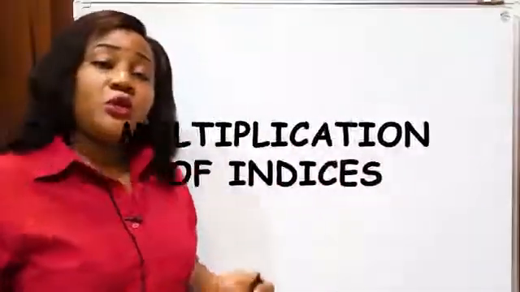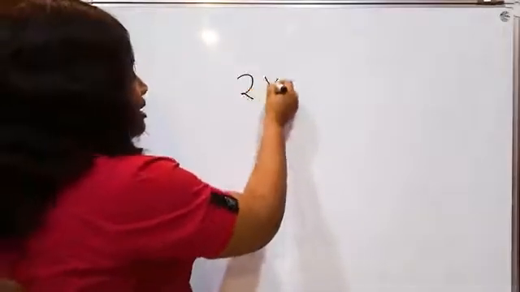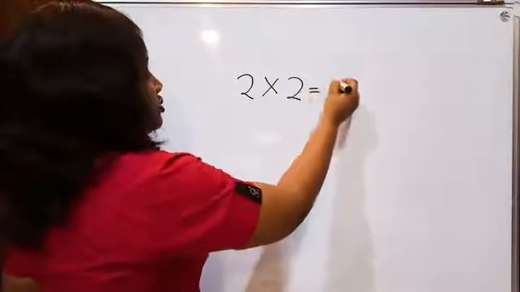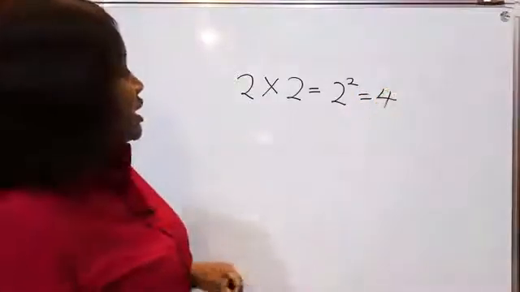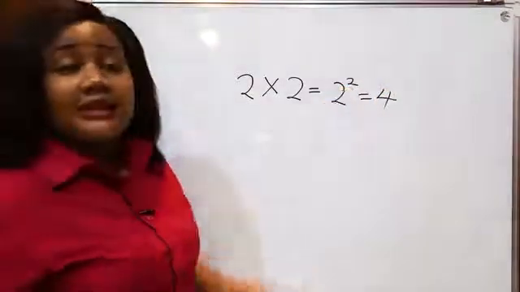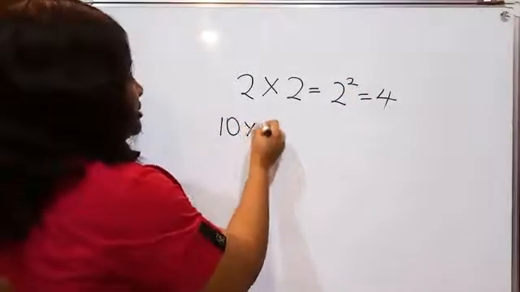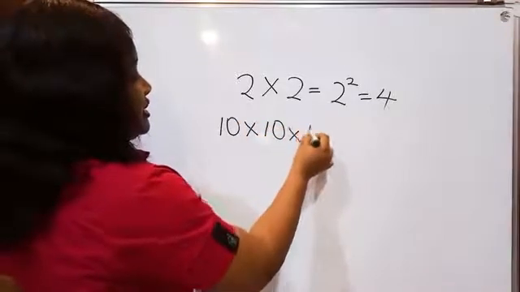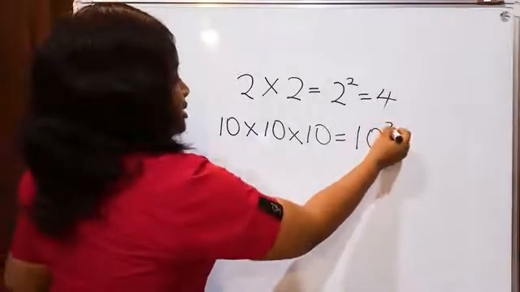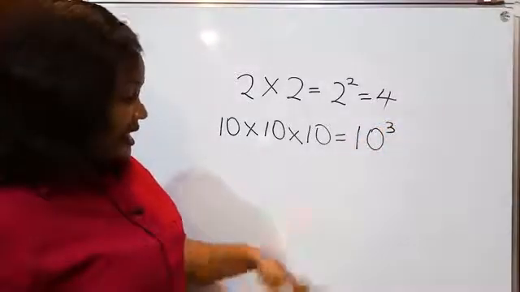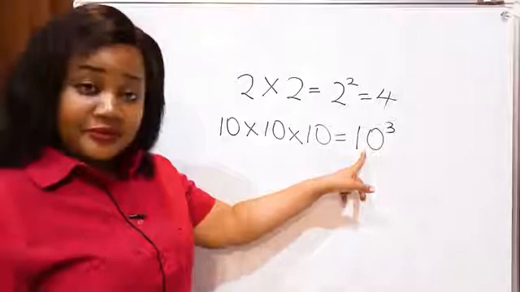In our previous video, when we talked about squares, we said, let's say you have 2 times 2, which is equal to 2 squared, which is equal to 4. Now we'll be looking at having other numbers as powers. Let's say you have 10 times 10 times 10. This is equal to what? 10 raised to the power 3. Now you can say that 3 is the index or power of 10.